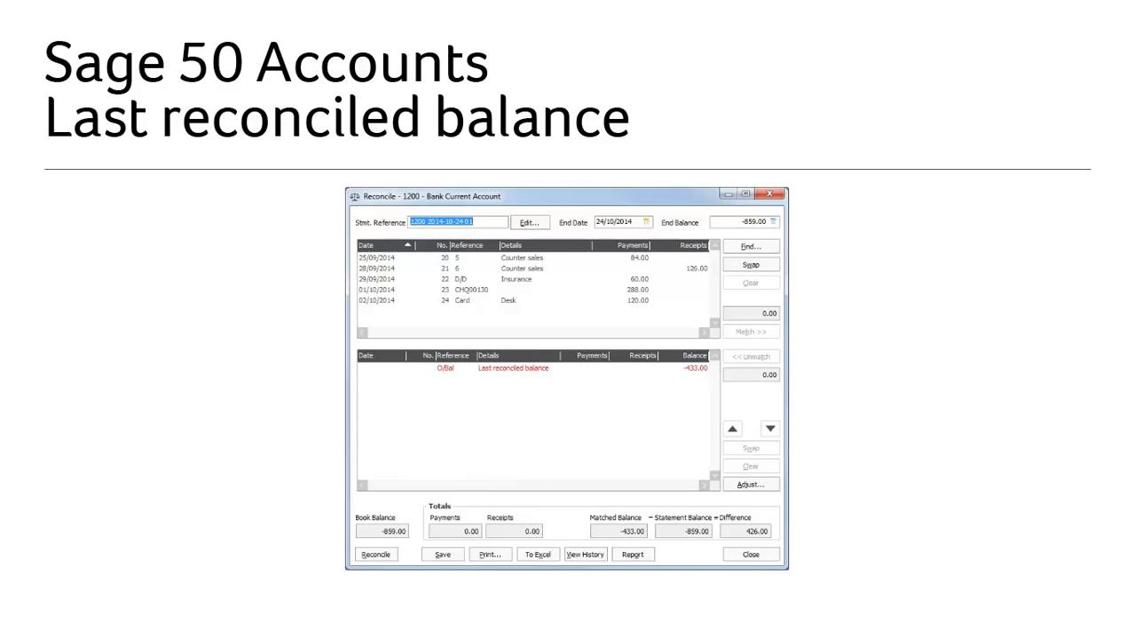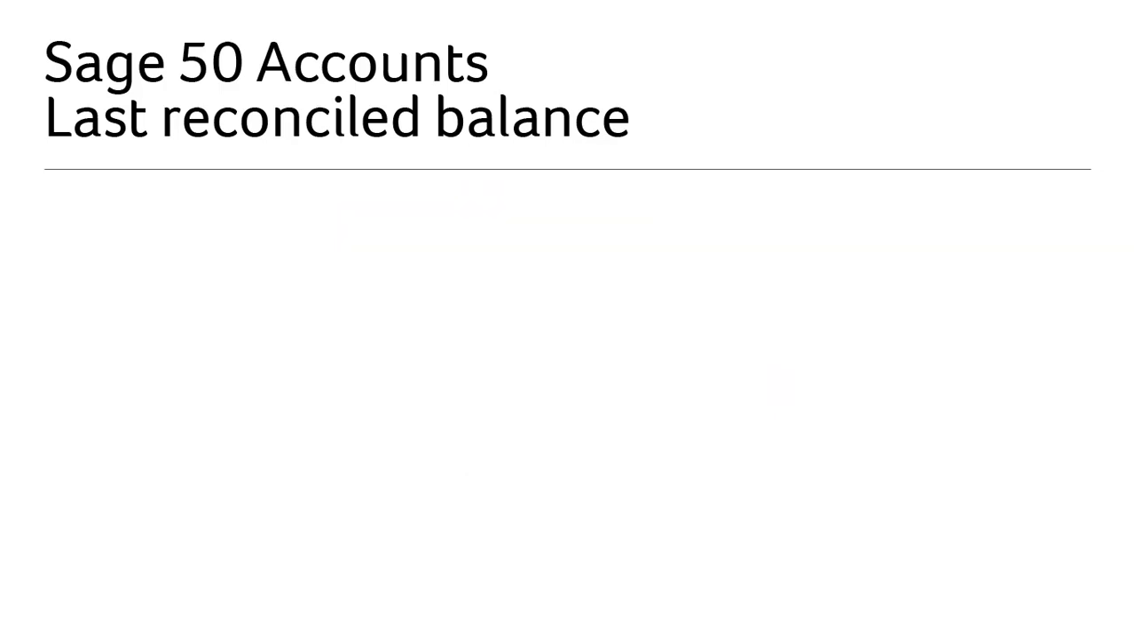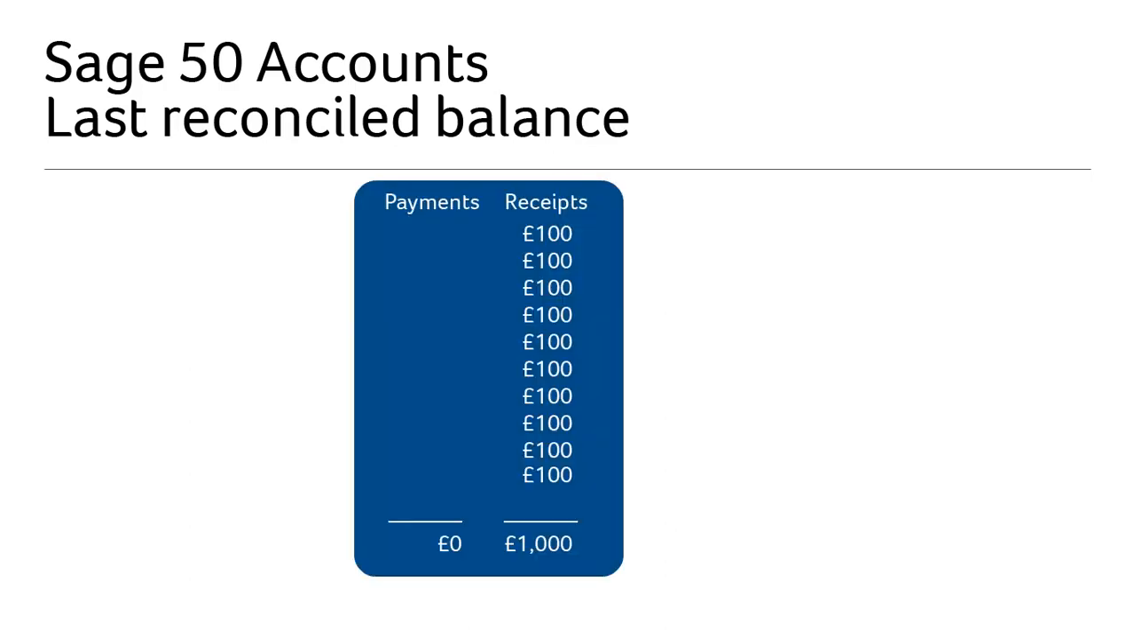However, what if it doesn't? The first step to resolving this is to make sure you understand what the last reconciled balance actually is. It's basically the sum of all of the transactions that are posted to the specific bank account that are flagged as reconciled. So for instance, if you've got 10 receipts, each for £100, and these are the only transactions that are reconciled, then the last reconciled balance will be £1,000. Try to think of it as the sum of the group of reconciled transactions.